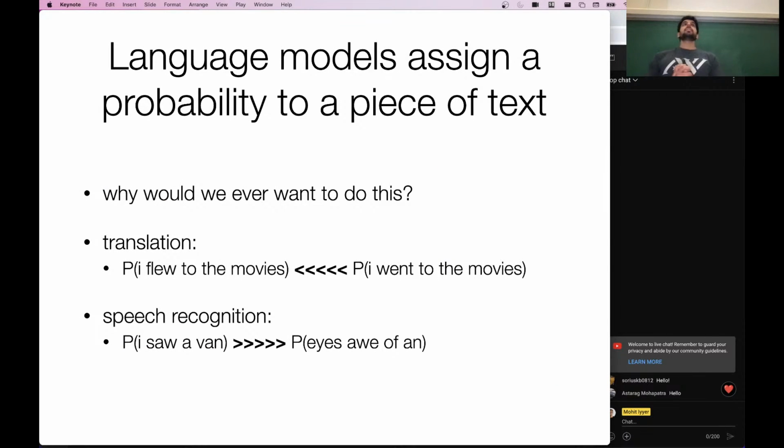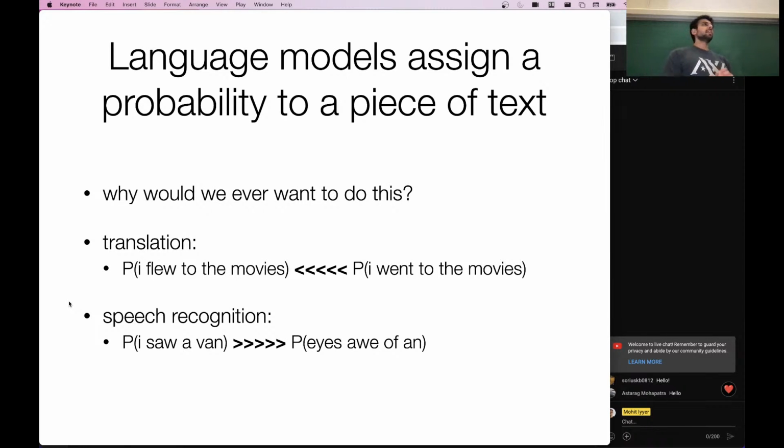Okay, so let's start with an introduction of the task. What is language modeling? We already talked about predicting the next word given some context, but this actually is the same task as assigning a probability to any piece of text, and we will see this a little later on. But a language model allows us to get the probability of any arbitrary piece of text.